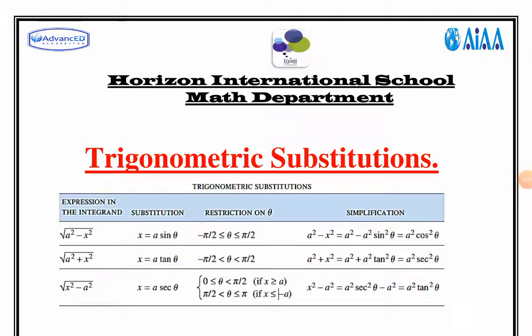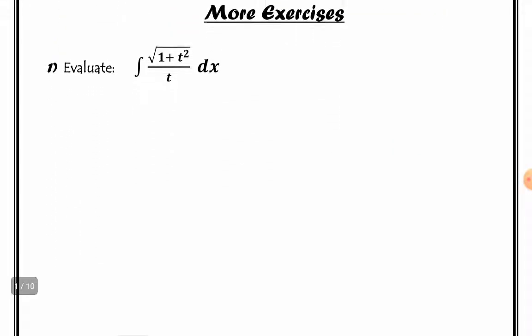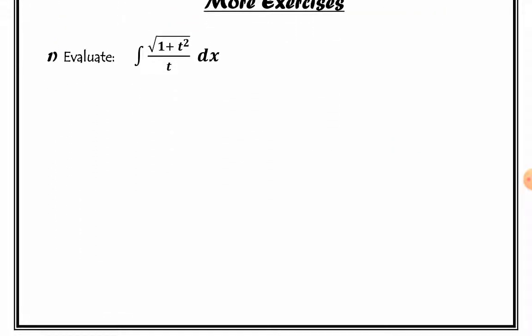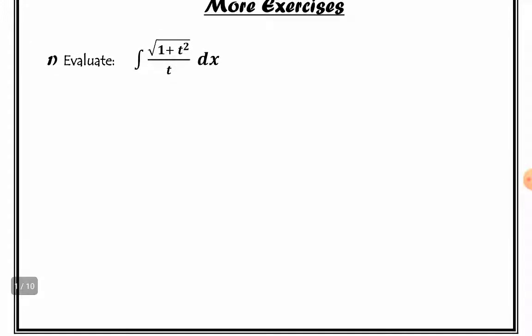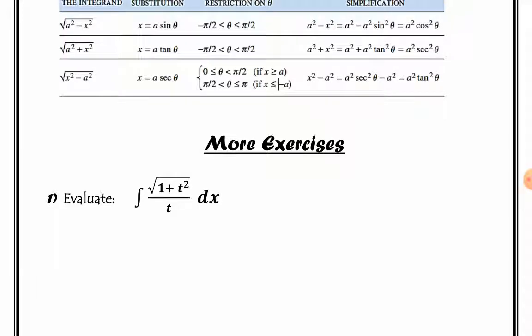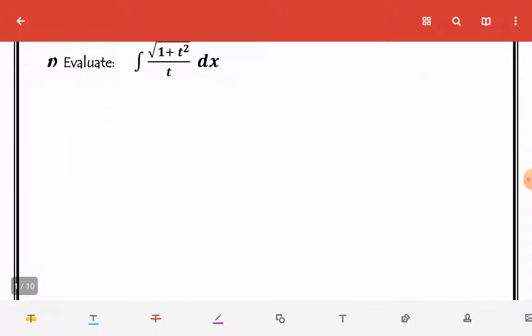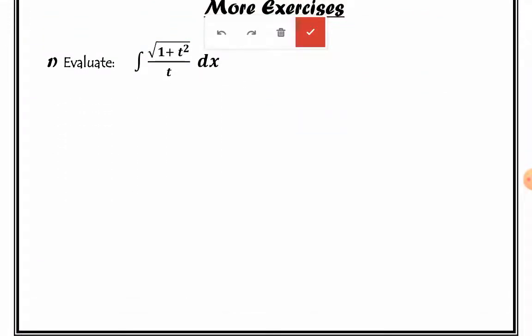How are you doing? Our lesson today is trigonometric substitutions, and here is this table that we're gonna use to solve the questions. The first question: evaluate the integral of radical 1 plus t squared over t dt. As you see here, root 1 plus t squared is the second expression in the table, so we should use x equal a tan theta. Okay, so let's get started.